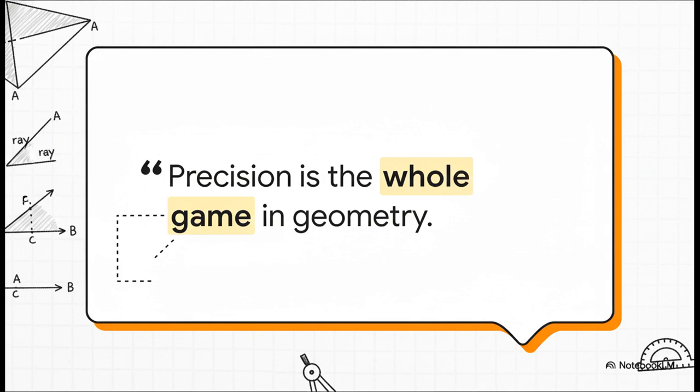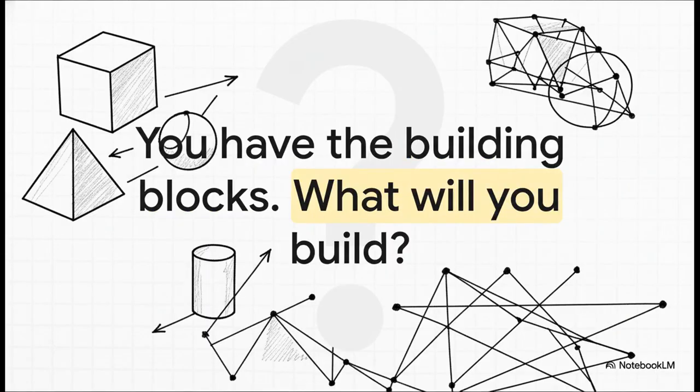It's this: precision is the whole game in geometry. The tiny difference between a line and a ray, or getting the order of the letters right, that's not a small detail. That is the detail. Getting these fundamentals perfect right from the start is your ticket to understanding everything else. So now you have them. You've got the language, you've got the rules, you've got the fundamental building blocks of this entire logical universe. The only question left is, what are you going to build?